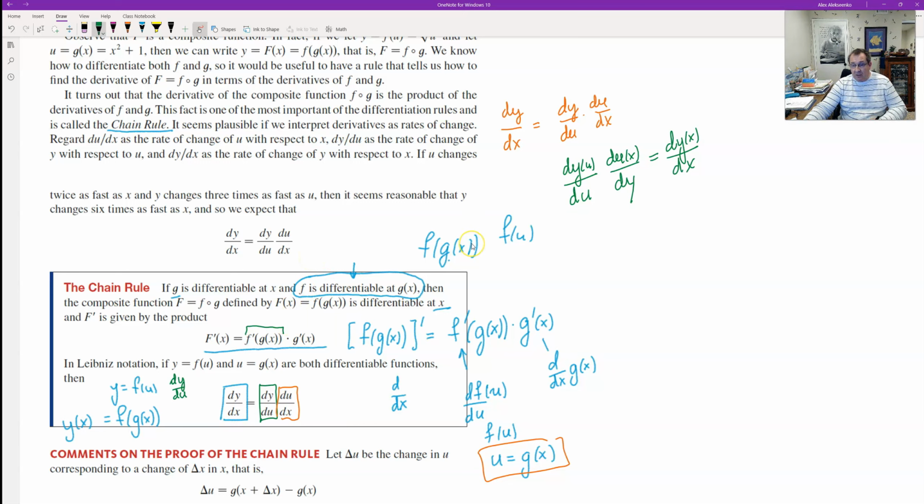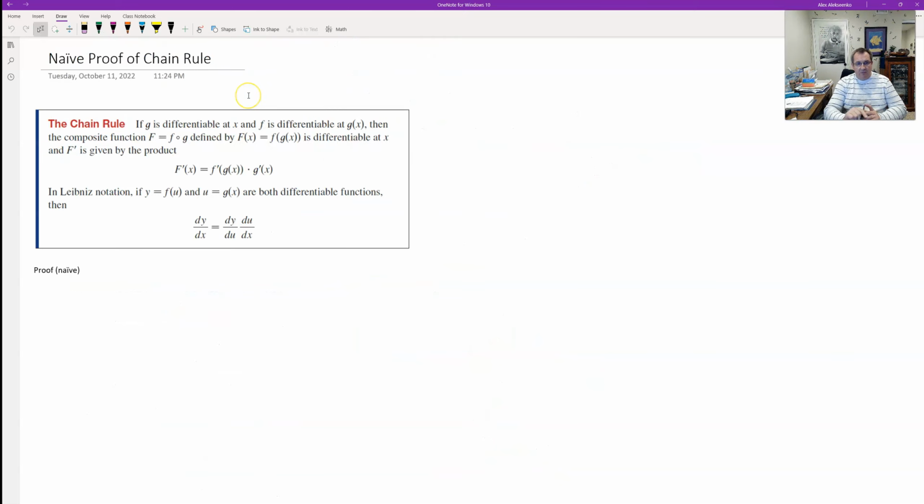So what we're going to do next, we're going to go over the proof of the chain rule. Let us spend a few minutes and show how the chain rule can be obtained from very, very simple considerations.